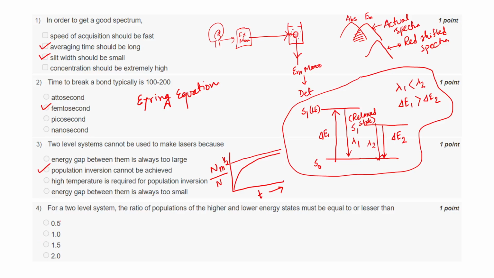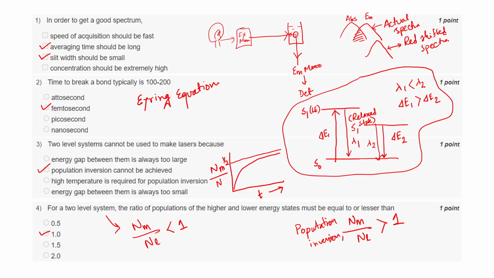And with the same graph, we can answer the second part. For a two-level system, the ratio of population of the higher and lower energy state must be less than one. I chose that option, but in the answer sheet they provided it as 0.5. I think they have taken NM by the total. I'll let them change the answer. So NM by NL should be greater than one for a population inversion system, but that is not the case for a two-level system, where NM by NL is less than 1.